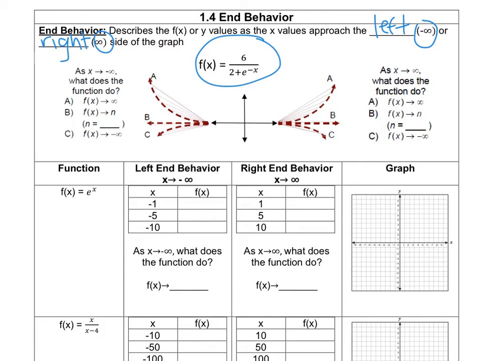So what we're going to do is start by graphing this into our calculators. And then we're going to look at the left side of the graph and determine if it points up, levels out, or points down. And then we're going to be looking at the right side of the graph as well and determining if it points up, levels out, or points down. So let's go ahead and graph this.